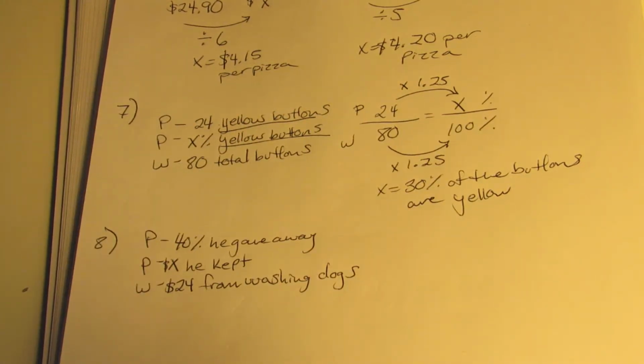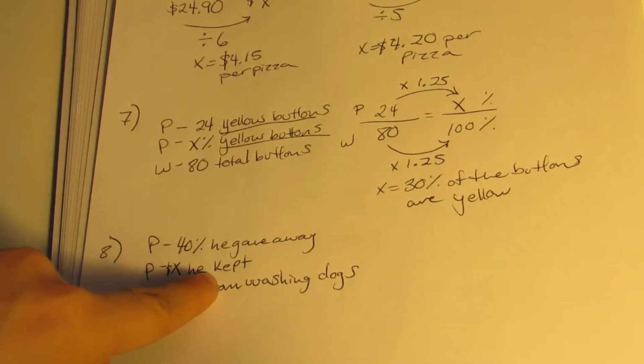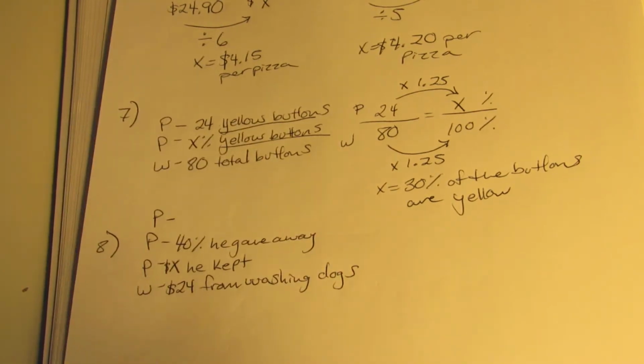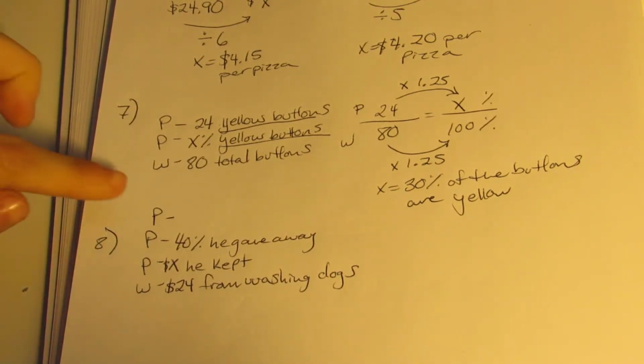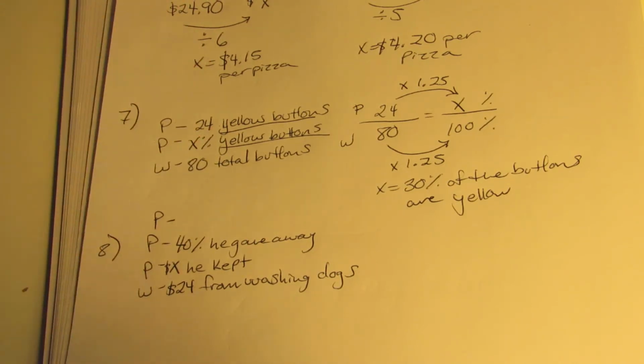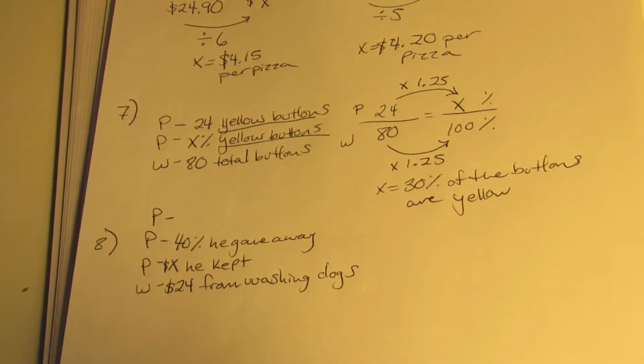Now, I told you here's the test. Look at your two P's. Do they match? So that 40% that he gave away does not match the X that he kept. He gave away does not match he kept. So let's start another P. I like to be creative and I use the percents to help me solve. I know that the percents are always out of 100%. So if he gave away 40%, that means he must have kept 60%, because 40% plus 60% gives me a total of 100%.